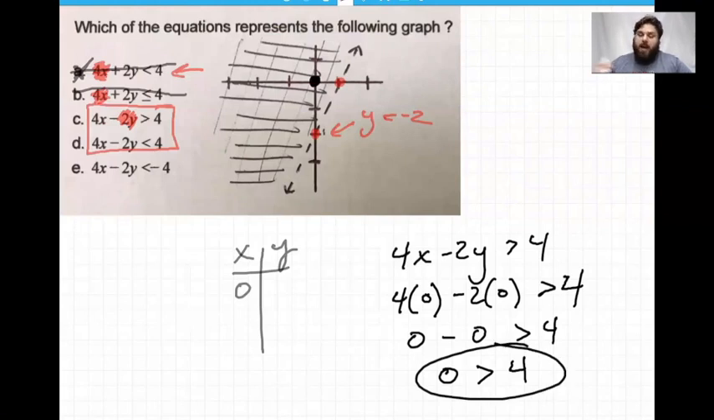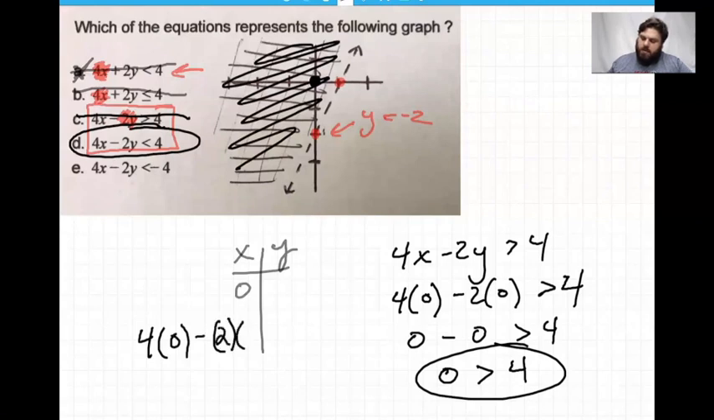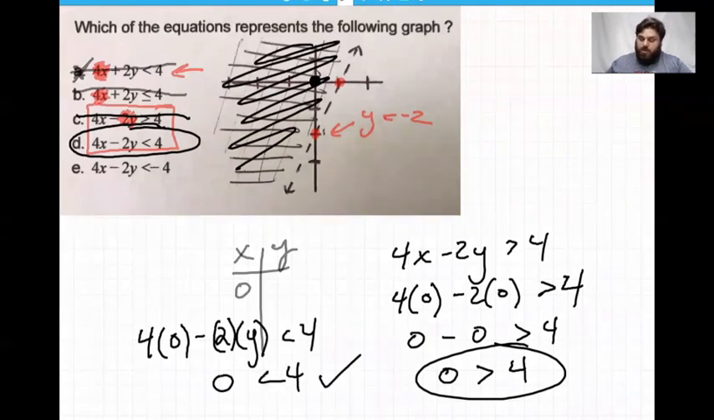But if you look at your graph, 0, 0 should be a solution because it's in this shaded region. Okay, so that means it can't be C, therefore it has to be D. Now just to double check, when we plug in 0, 0, 2 times y is less than 4, I get 0 is less than 4, which is true, showing that 0, 0 should be a solution, and that's why we say that that's shaded to the correct side.